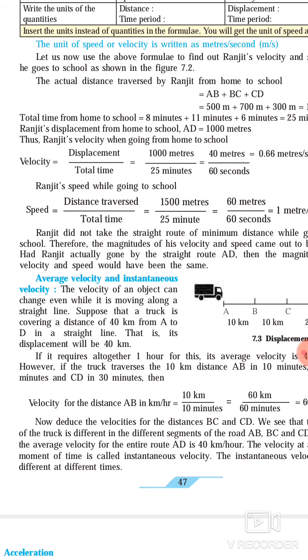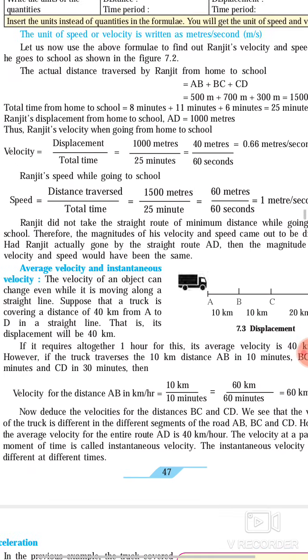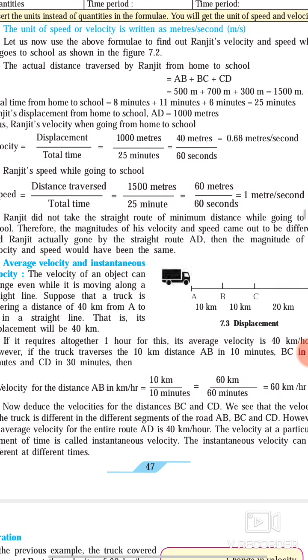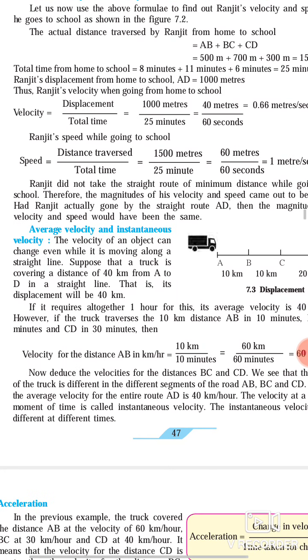And let's calculate its speed. Speed means the total distance. How much total distance did he cover? Total distance was 1500 meters upon 25 minutes. So it will be 60 meters upon 60 seconds, so it will be 1 meter per second. So his speed became more and the velocity became less.